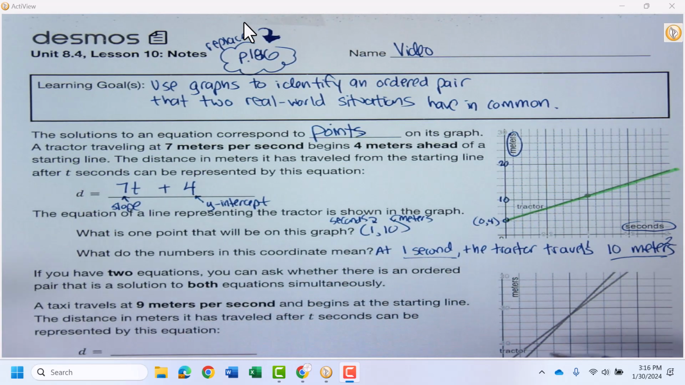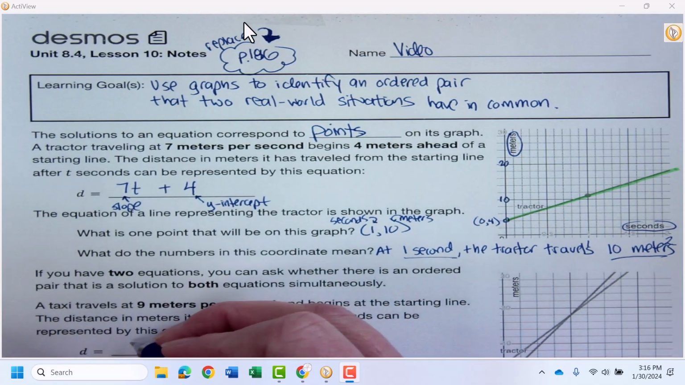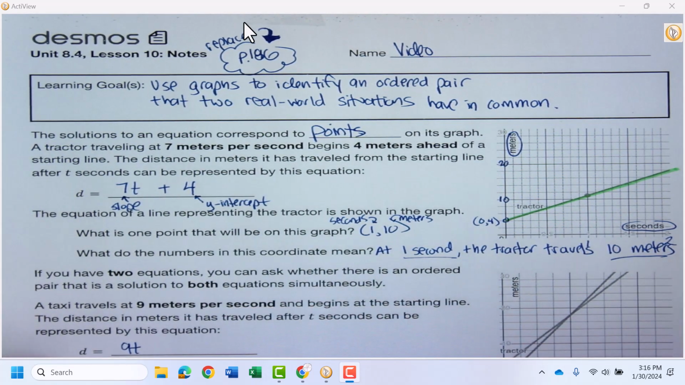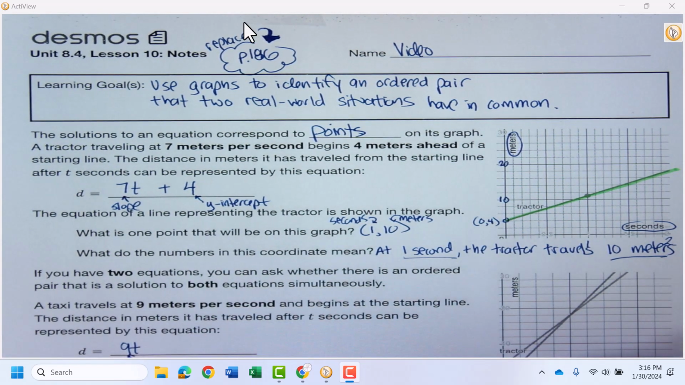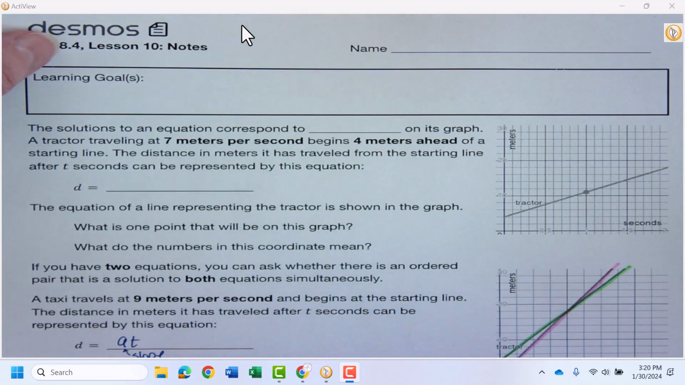Let's take a look at this taxi line and write an equation for it, just for review. We're told here that a taxi travels at 9 meters per second and begins at the starting line. And the distance in meters it has traveled after t seconds can be represented by this equation. Well, we know it goes 9 meters per second. That's the slope or the rate of change. 9 is. And since it starts at 0, it starts at the starting line, it doesn't get any head start, I'm not going to add anything on there. That y-intercept is 0.